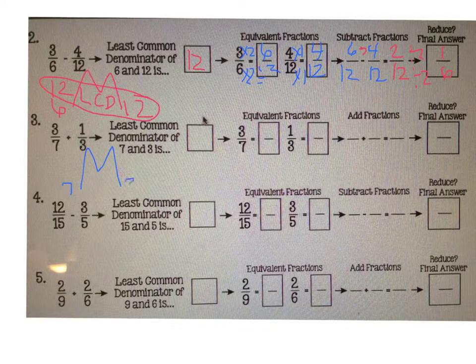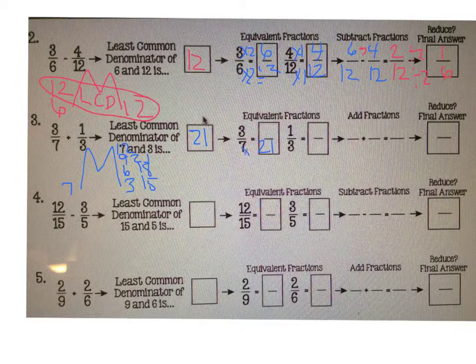So we have 7 and 3. 3, 6, 9, 12. Nothing so far. 12, 15, 18, 21. Stop there. We know that the only one that 7 has in common is 21, so that is our new denominator. So again, we take our original fractions and we find equivalent fractions of those. So let's take 3/7 first, and we know that now that we have our denominator of 21, we have to make this one also say 21.